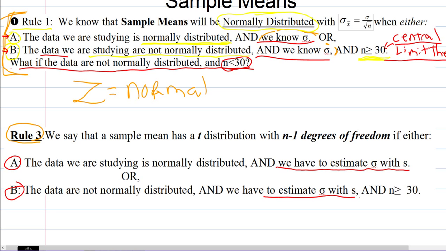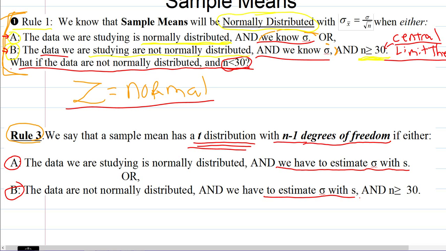What do you do then? Well, instead of using a normal distribution, Z's, what we use is what we call a T-distribution. We use a T-distribution. Another piece of jargon or a definition you need to know is degrees of freedom. So n-1 degrees of freedom if you don't know the population standard deviation.